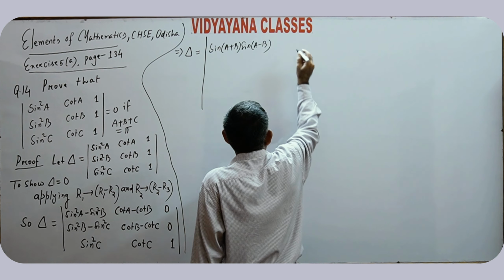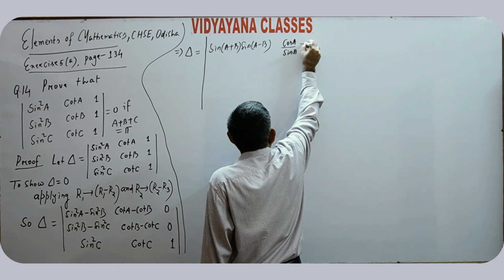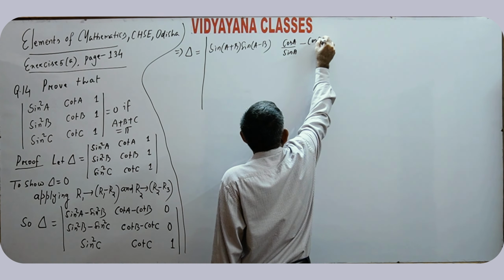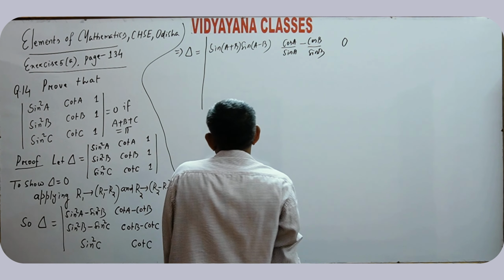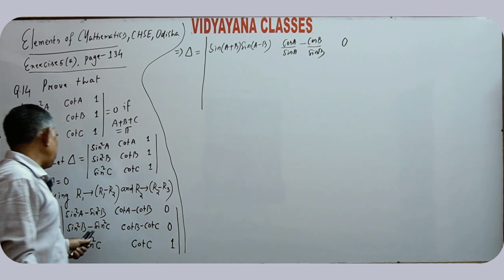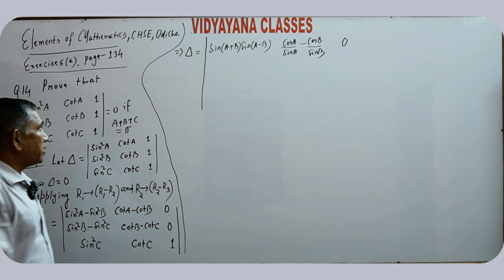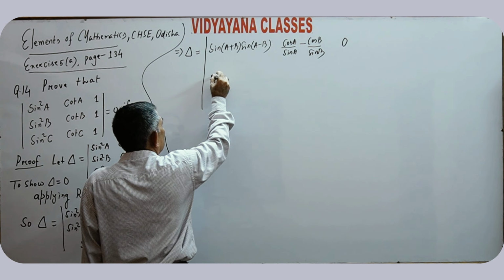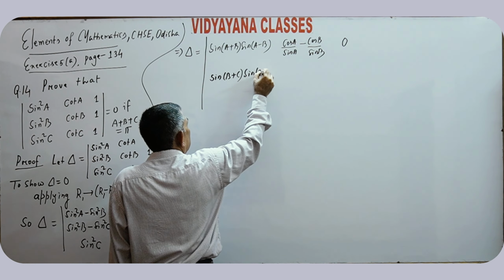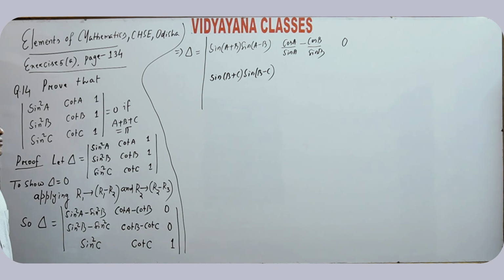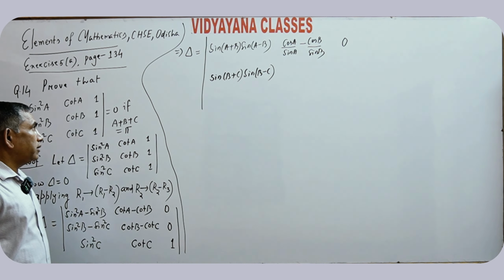Cot A minus cot B, that is cos A divided by sin A minus cos B by sin B, and 0. Second row, sin square B minus sin square C. The formula for sin square B minus sin square C is sin B plus C into sin B minus C. Clear? Sin B plus C, sin B minus C is equal to sin square B minus sin square C.